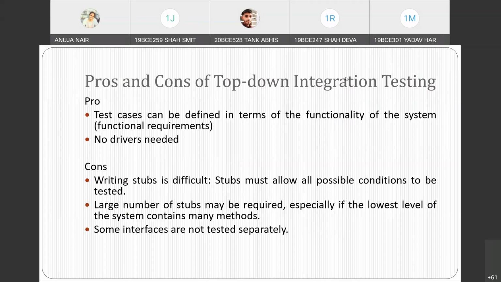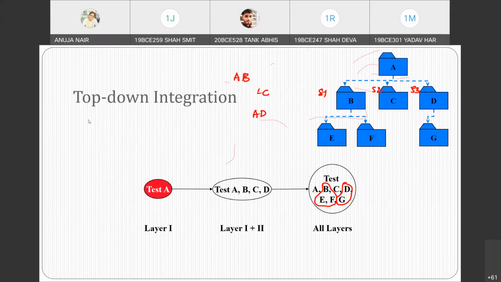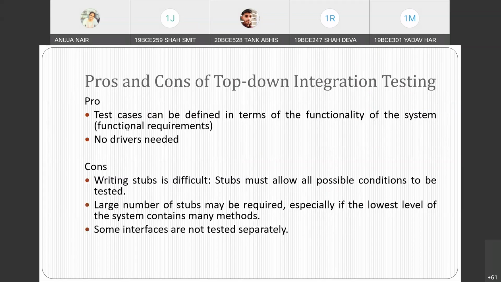What are the pros and cons of top-down integration testing? Test cases can be defined in terms of functionality of the system. That is a pro. What you mean to say here is that A is depicting the major functionality of the system, and later on B, C, D, E, F, G are all stubs just returning some values. So that's why functional requirements are completely defined. No drivers needed, of course, because we are starting from the topmost module.